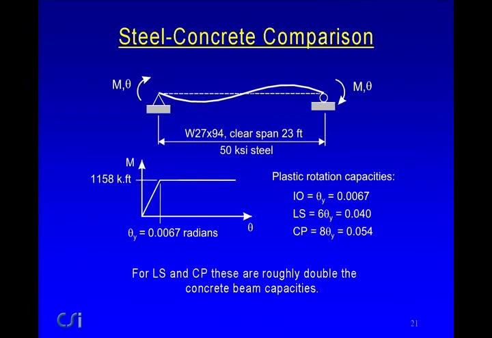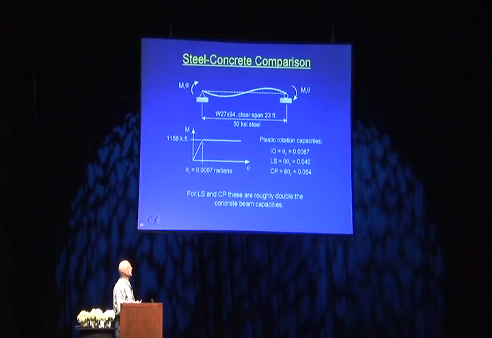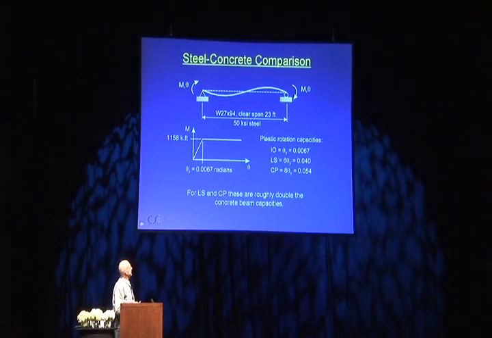Let's compare steel and concrete, and I just took here a W27 by 94. I don't know where I got 23 feet from, but if you look at the previous slide, calculate the rotation capacities and compare the steel and concrete. The plastic rotation capacities for the steel member based on ASCE 41 would be IO 0.067. Incidentally, there's a typo in the printed version here. It's got 2067, but you can fix that.